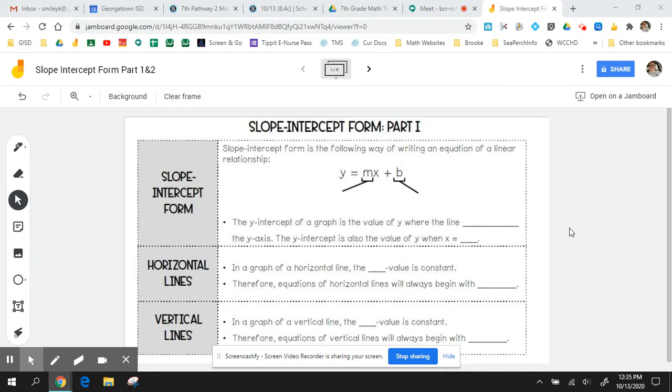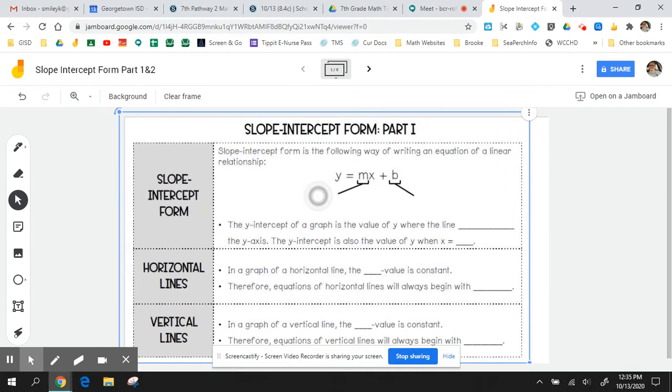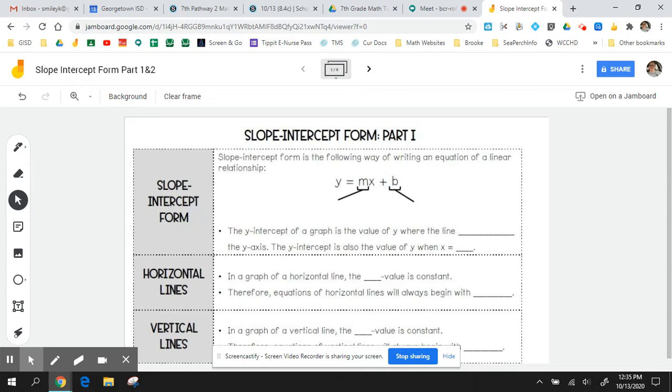So slope-intercept form. It's a way that we actually write our equation, the one that we graph, and we've seen graphs in these past couple of videos. But we're actually going to write it using y equals mx plus b. Hopefully you remember it from last year. Our m is our slope. Let me select the marker so I can write. All right, so m is your slope.